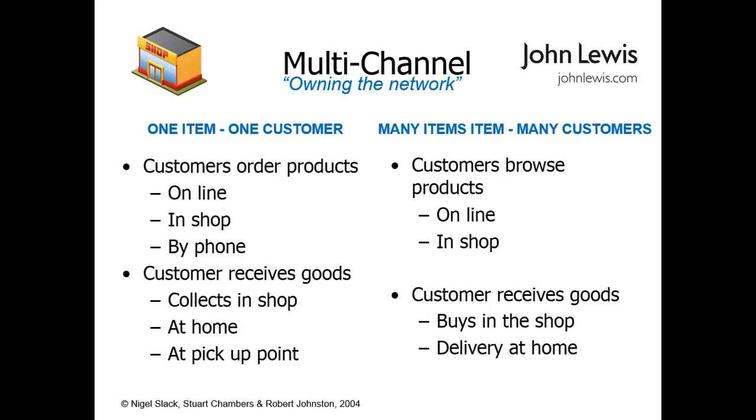John Lewis talk about owning the network, as the phrase they use. And think about the channel. It's not just about the logistics of receiving it from people. It's about ordering the product, so placing the order. It's about browsing, so you can browse on your phone in a shop, etc. You can receive the goods at a number of different points. So those massive different issues affect how you supply.